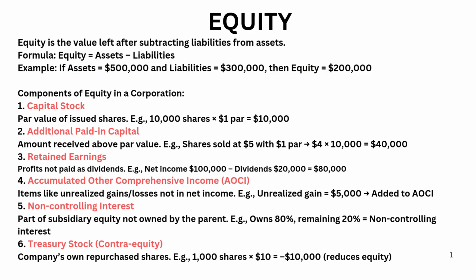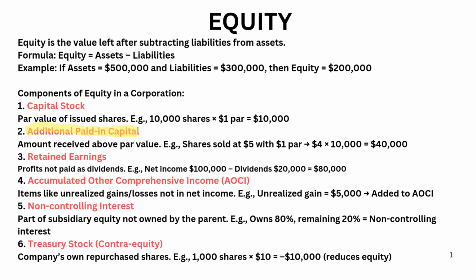Let's break down the main components of equity in a corporation. 1. Capital stock. This is the total par value of shares that the company has issued. Example: if a company issues 10,000 shares at $1 par value, then capital stock equals $10,000. It's a legal value, not the price the shares were actually sold for.